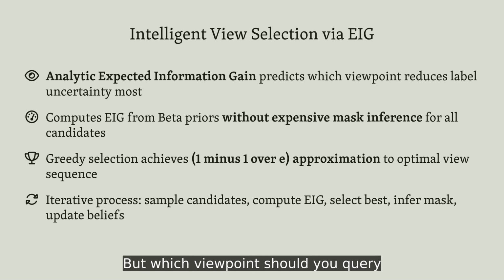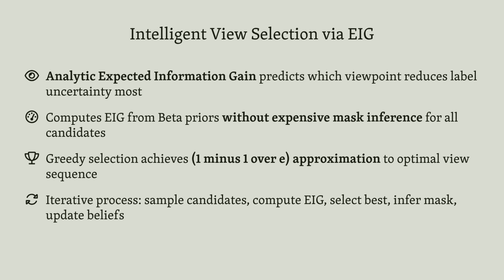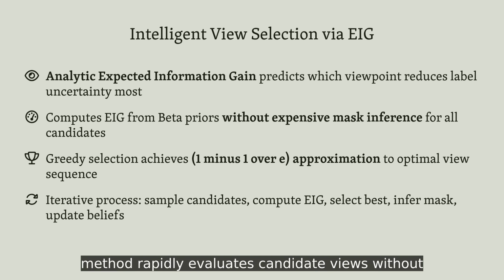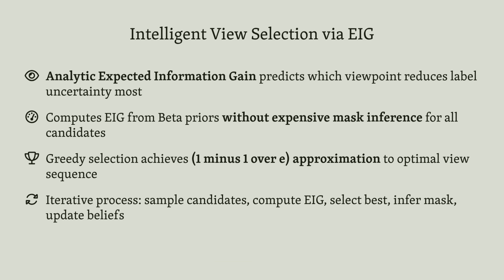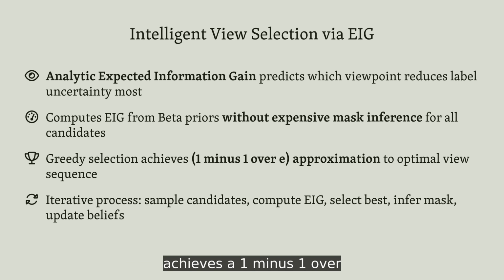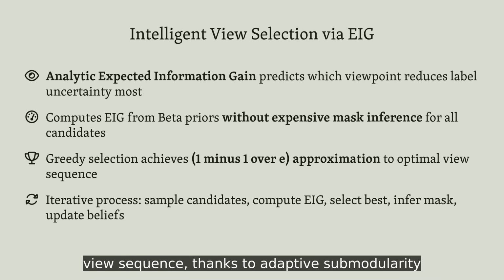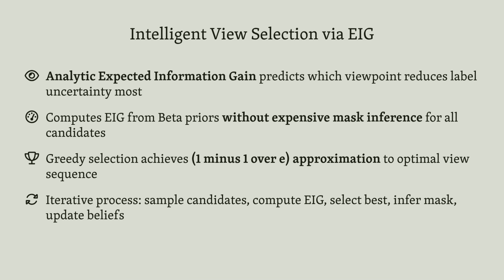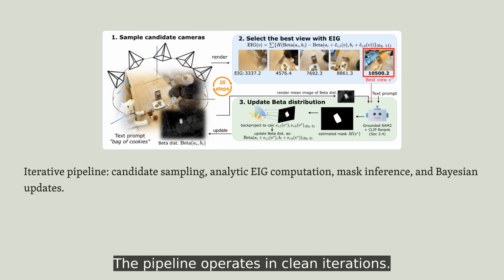But which viewpoint should you query next? B³-Seg answers this with analytic expected information gain. By deriving EIG directly from the beta distribution, the method rapidly evaluates candidate views without rendering masks for all of them. Theoretical guarantees prove this greedy strategy achieves a 1-1/e approximation to the globally optimal view sequence, thanks to adaptive submodularity properties. The pipeline operates in clean iterations.